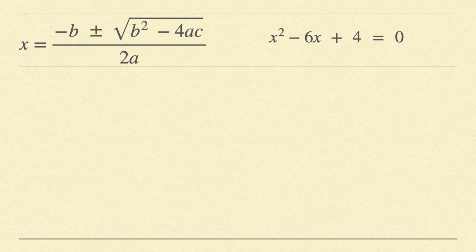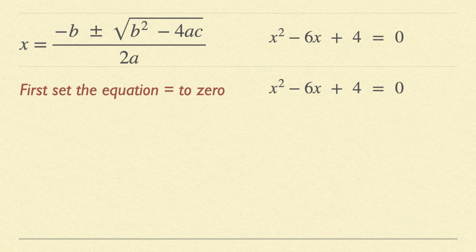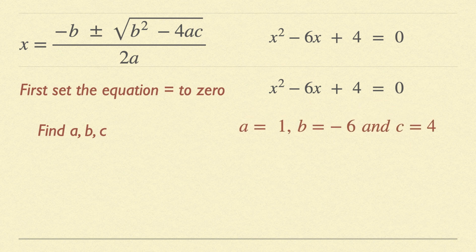The first step, and I would write this down if I were you, is to set the equation equal to 0. Not all quadratic equations are set equal to 0, so we have to make sure that we set it equal to 0, and this one happens to be. Next, we're going to identify a, b, and c. A is the number in front of x squared, b is the number in front of the x, and c is the constant. So a equals 1, b equals negative 6, and c equals 4.